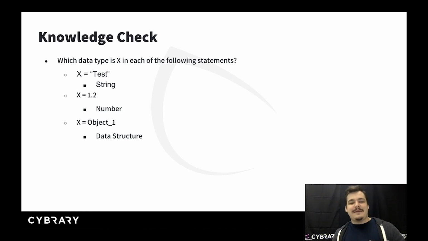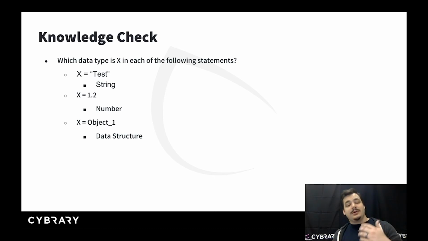So, knowledge check. I left these on the screen because I really want to just dig into it rather than kind of doing a quiz. But which data type is X in each of the following statements? X equals test is a string because, and this is very important, this is one of the reasons why I didn't make this a quiz, instead made it a check, strings are almost always going to be enclosed in quotes. In Python, which is the class you're taking, strings are always enclosed in quotes. They might be a single quote, they might be a double quote, they might be a set of three double quotes and single quotes on either side, and we'll talk about what that's for in a while, but they will be enclosed in quotes. That's how you know it's a string.